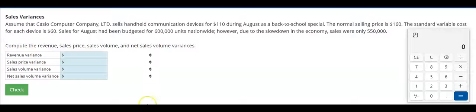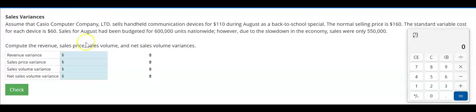Just as we have a number of operating budgets, we probably have even more items that we can quantitatively or financially calculate a variance for. In this particular exercise, we're going to be looking at sales variances, and in fact, we're going to be looking at 4 of them. So let's go ahead and look at the scenario.